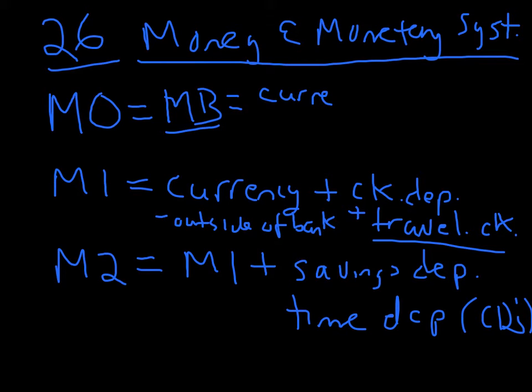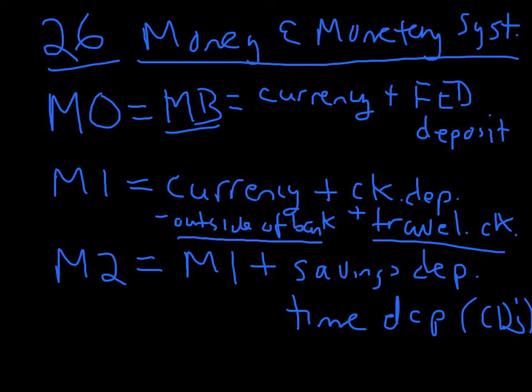So M0, the monetary base, is the most liquid form of money that is considered all currency, all cash and coin. Doesn't matter if it's in the bank or out of the bank. And it also includes the Federal Reserve deposits, so any of the money that's on the account of the Fed. It excludes the checkable deposits, that's in M1. And M1, once again, only considers money outside of the bank, not money in the bank.